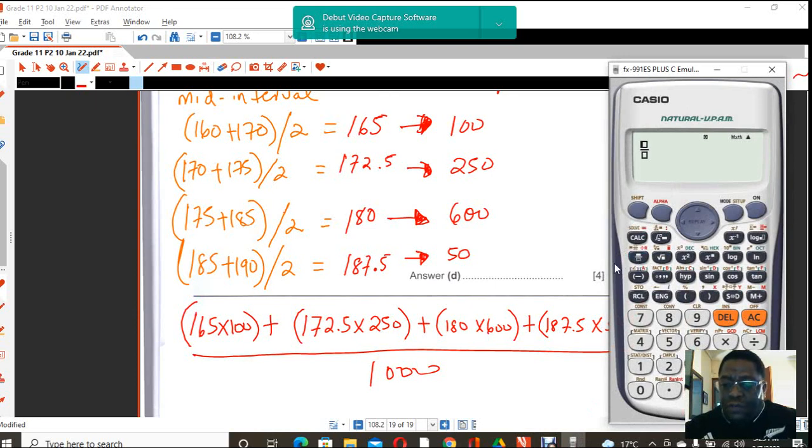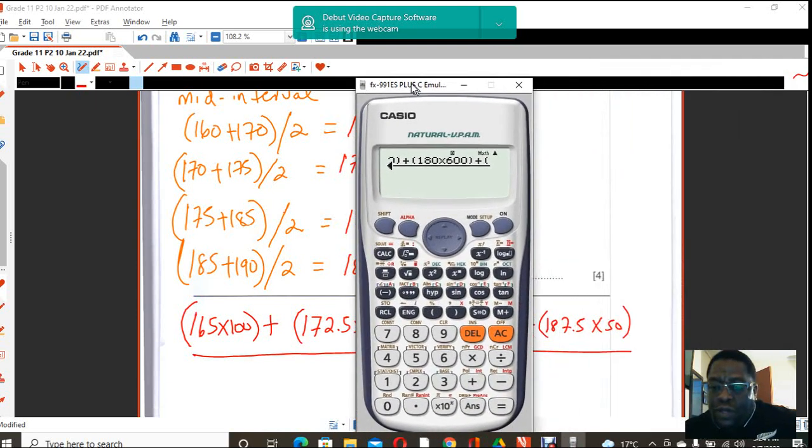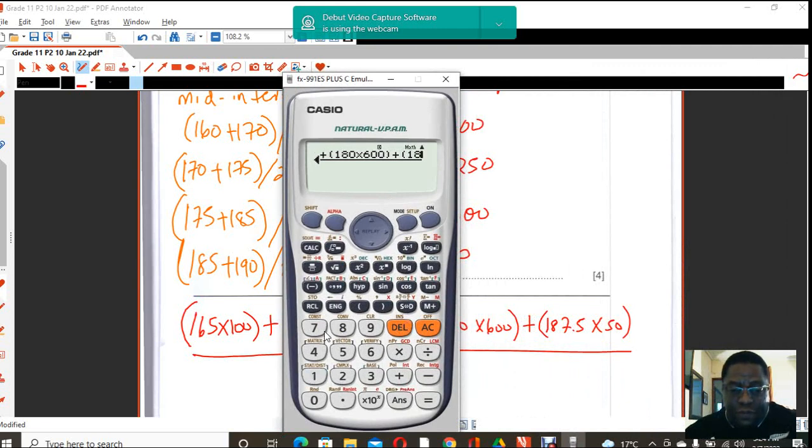So let's do that long thing. So 16500 plus bracket 172.5 times 250 bracket plus bracket 180 times 600 bracket plus bracket 187.5 times 50, close the bracket. Let's go down there. We are dividing by 1000.